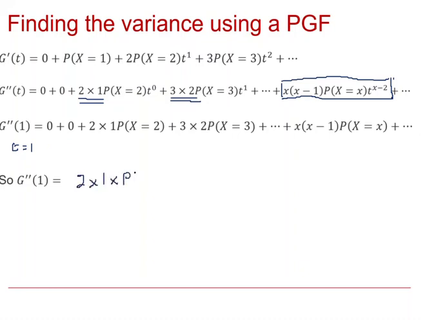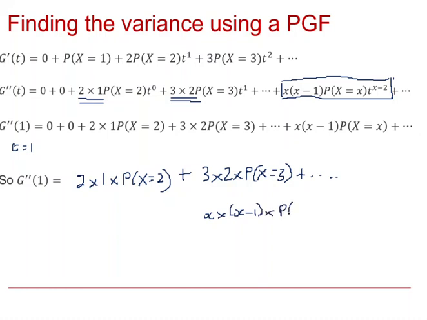by 1 multiplied by the probability x is 2, 3 multiplied by 2 multiplied by the probability that x equals 3, and so on. And our general term is x multiplied by x minus 1 multiplied by the probability our random variable takes the value x. So how can that be simplified to use to try and find a variance?